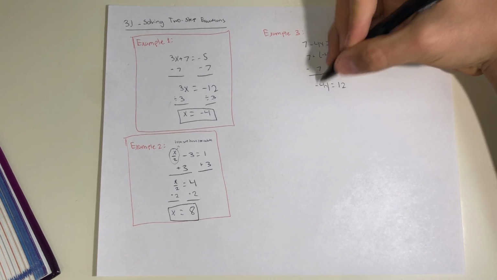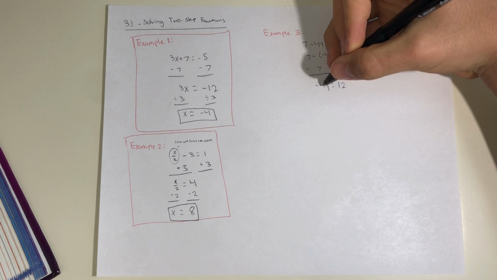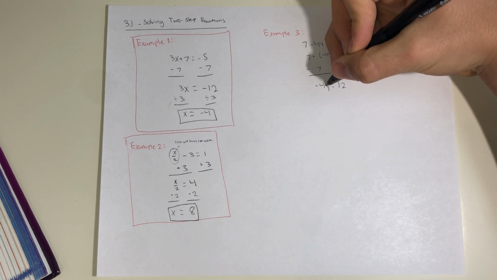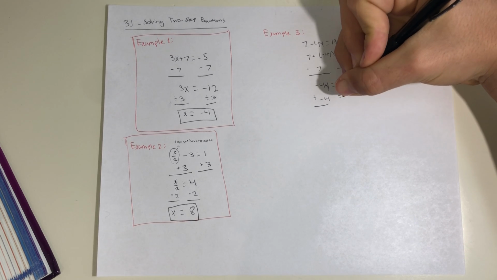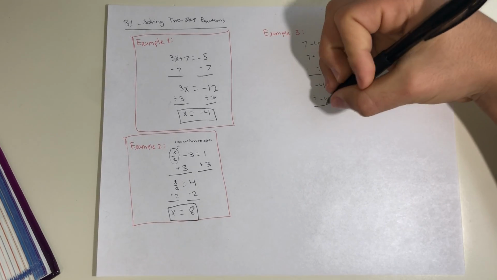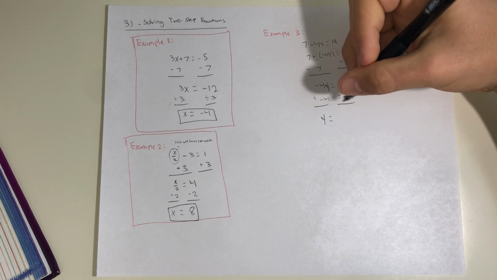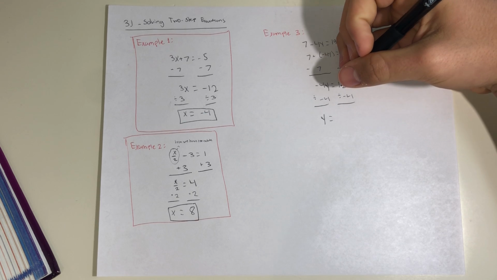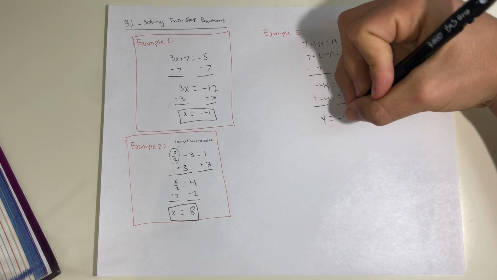Now that we have the term isolated, we have to get rid of the numerical value. Negative 4 is being multiplied by y, so we have to divide by negative 4. Divide both sides by negative 4. Negative 4y divided by negative 4 is going to be y, which is equal to 12 divided by negative 4. Positive divided by negative is going to be a negative, and it's going to be -3.